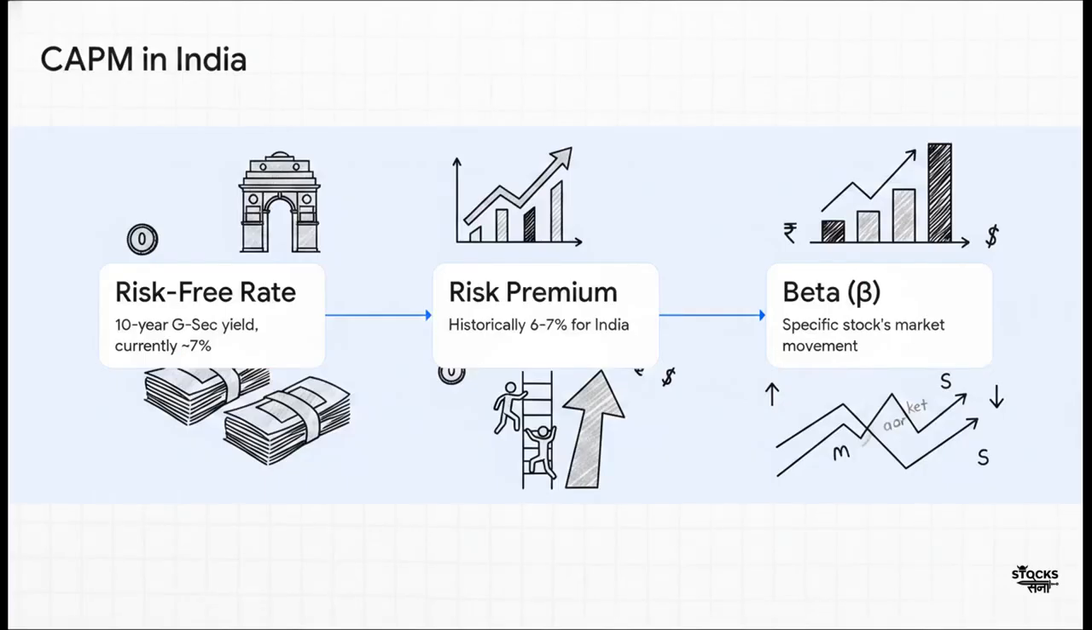We can easily translate this formula using 3 very accessible inputs for the Indian market. Step 1 is your risk-free rate. This is your baseline, essentially what you can get with zero risk. Here in India, we look at the 10-year government bond yield, which sits right around 7%. Step 2 is the equity risk premium. Because stocks are riskier than government bonds, investors historically demand an extra 6 to 7% return just to play in the stock market. And step 3 is beta, which is just a measure of how a specific stock moves compared to the broader market.